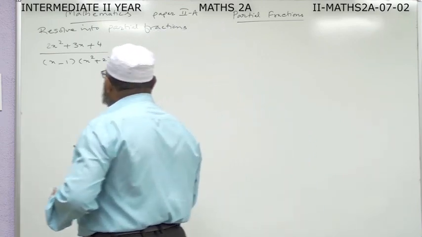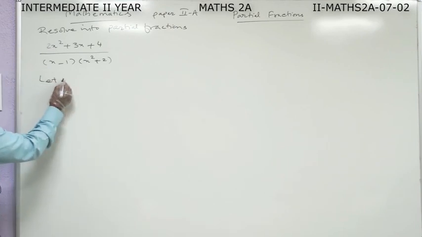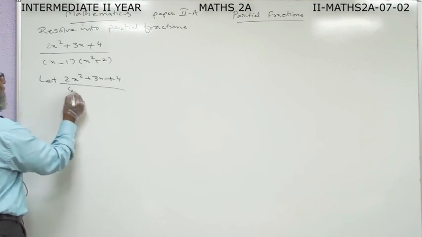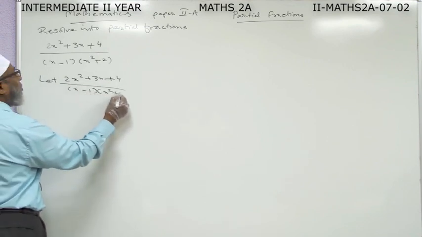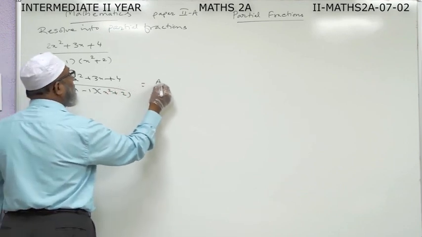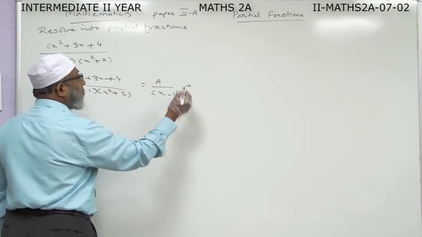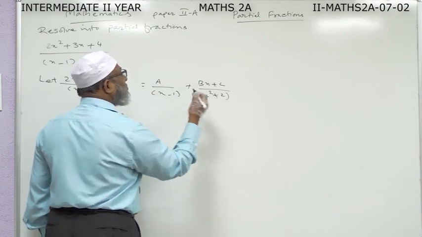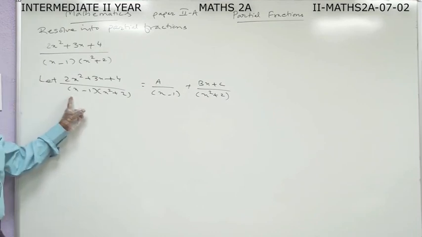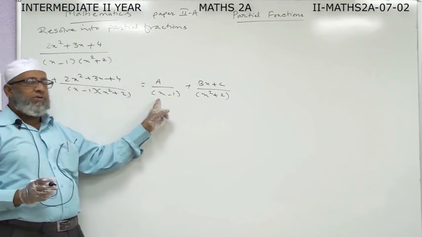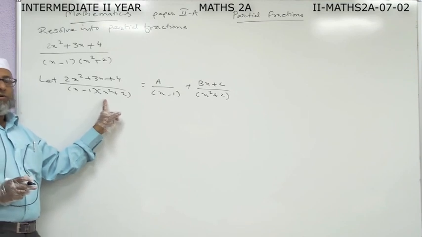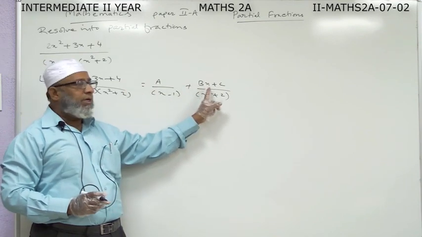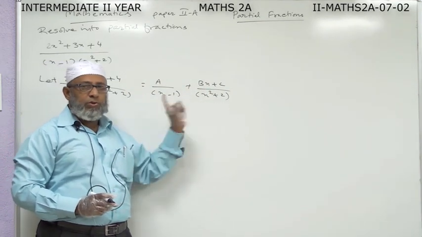Therefore, the substitution will be: let (2x² + 3x + 4)/((x − 1)(x² + 2)) be equal to A/(x − 1) + (Bx + C)/(x² + 2). Because the first term is linear, for linear the substitution will be A/(x − 1). The second term is a quadratic one which cannot be split into linear factors, so the substitution will be (Bx + C)/(x² + 2), isn't it?